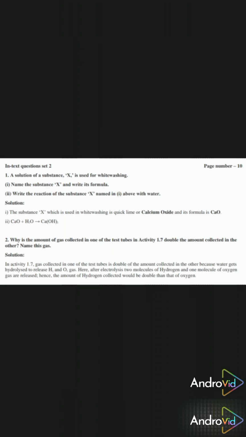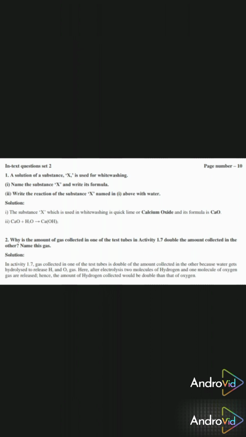So the solution of the second part: we have to write the reaction of the substance X with water. So it is CaO, that is calcium oxide, which when reacted with H2O gives calcium hydroxide or slaked lime, that is Ca(OH)2.